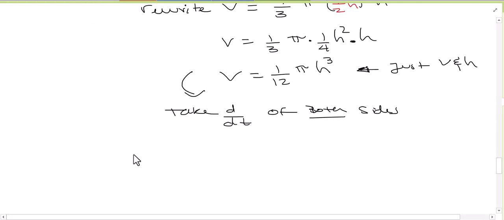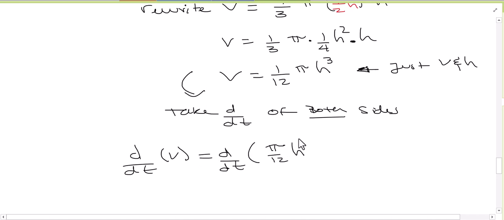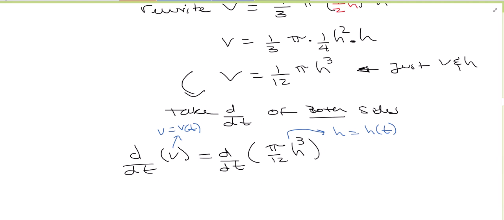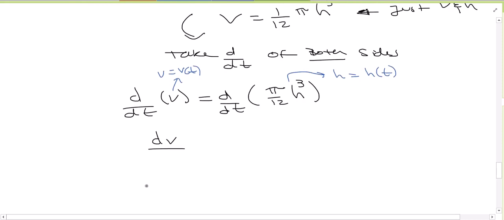And so what do we get? I'm going to have the derivative with respect to t of V is equal to the derivative with respect to t of pi over 12 h cubed. Now remember here, they are functions of t. So V is a function of t and h is a function of t. So when I take the derivative of h cubed, I'm going to have to use chain rule. And so that's why we're taking the derivative of these implicitly.